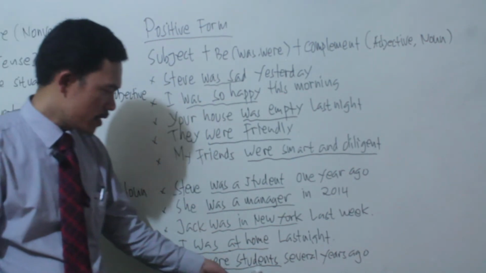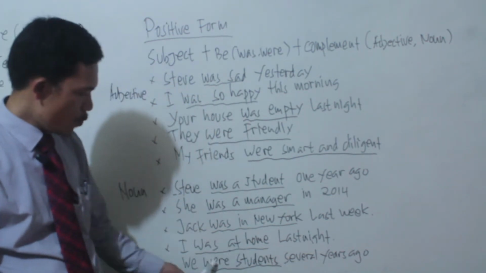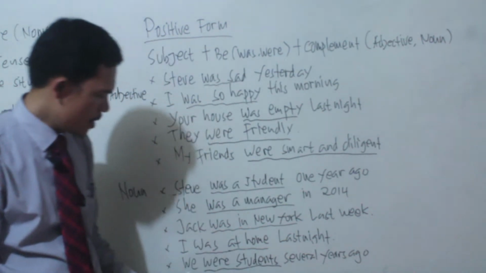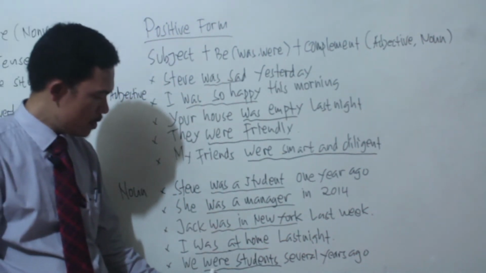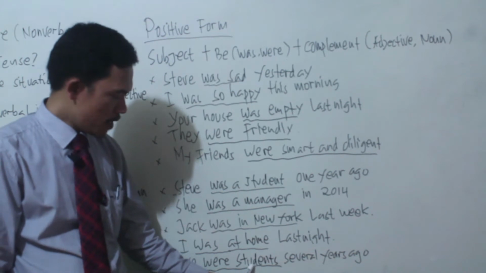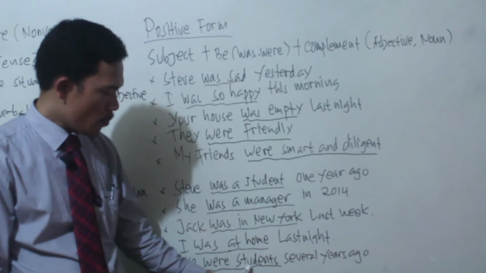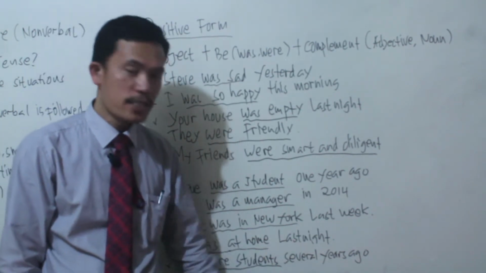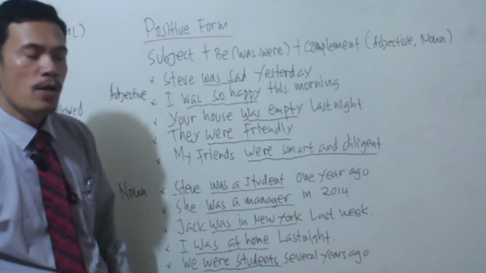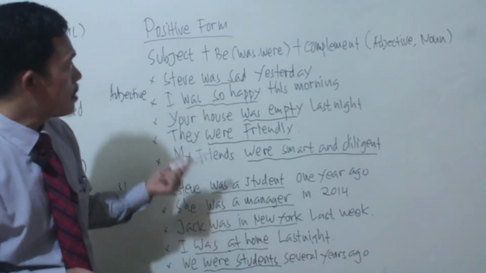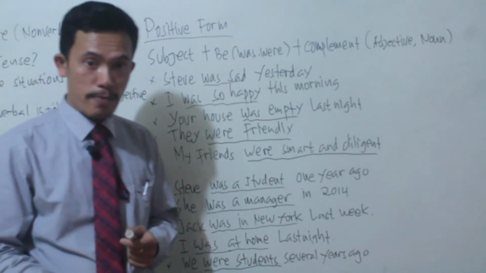Next, we were students several years ago. We is the subject and we use be were. Students is noun or persons, and then several years ago is showing the past time. So these are the sentences using the positive form as non-verbal.